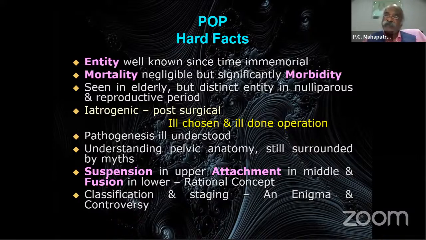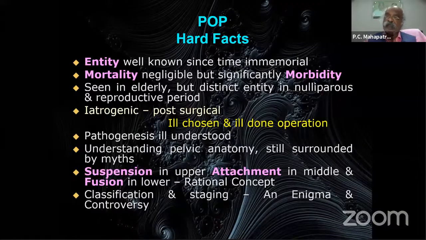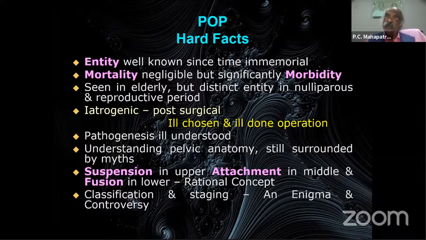It is seen in the elderly but is a distinct entity in nulliparous and reproductive-age women. Usually we see these gynecological problems in postmenopause. But in nulliparous and unmarried girls, they also present with infertility and we find nulliparous prolapse. Also, we know that childbirth and pregnancy are factors aggravating the situation, and they present during the reproductive period as well.